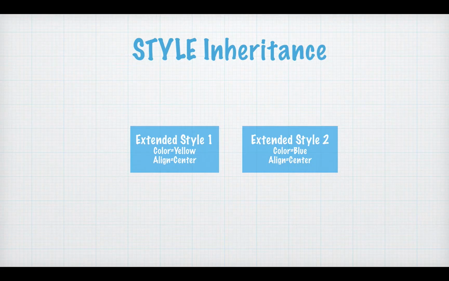Okay, another very important concept when doing styling is inheritance, that we can utilize in this one also. Suppose you have defined two different styles. One says color is yellow and alignment is center, and another style says color is blue but alignment is also center. So you might have many properties. We are just talking about only two properties. You might have many properties which are common in those different kinds of styles.